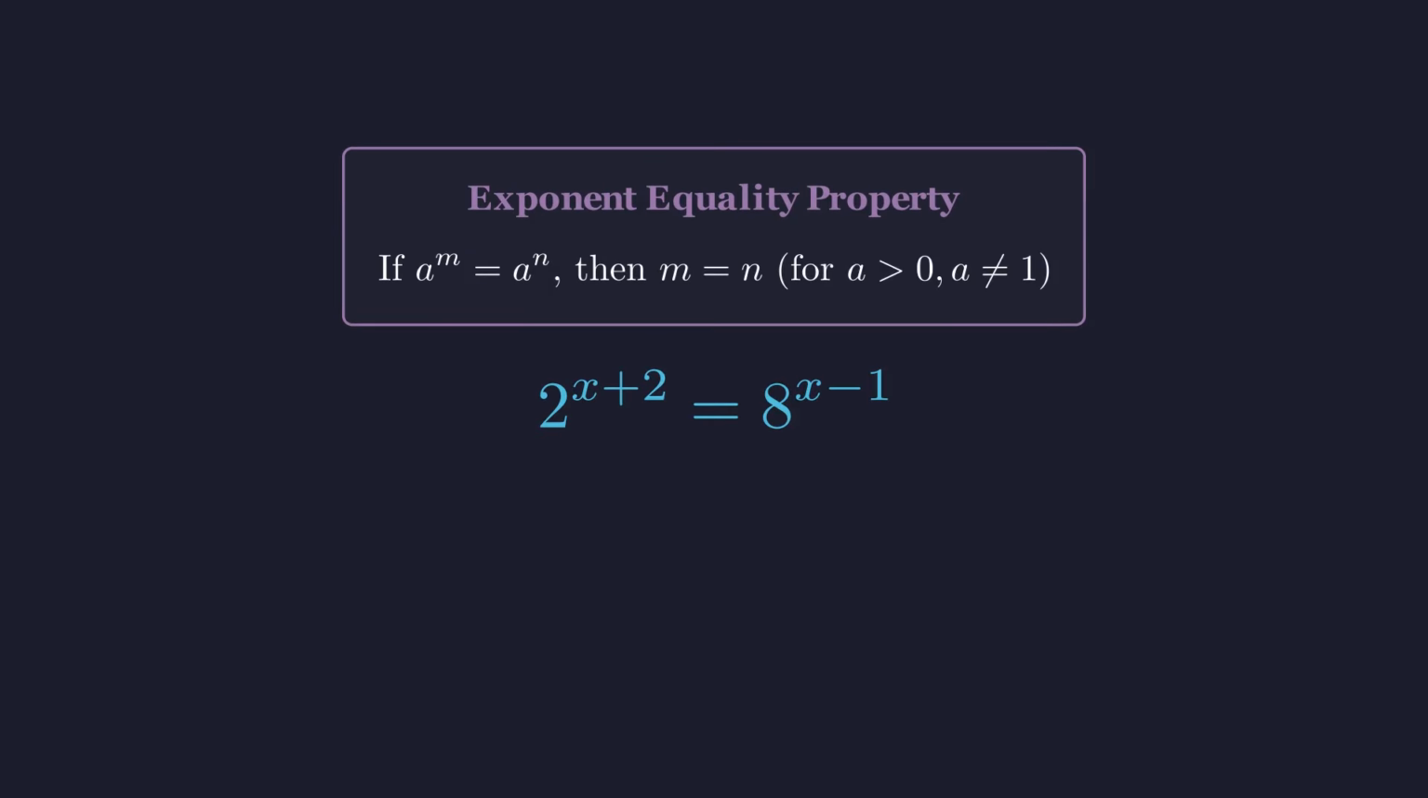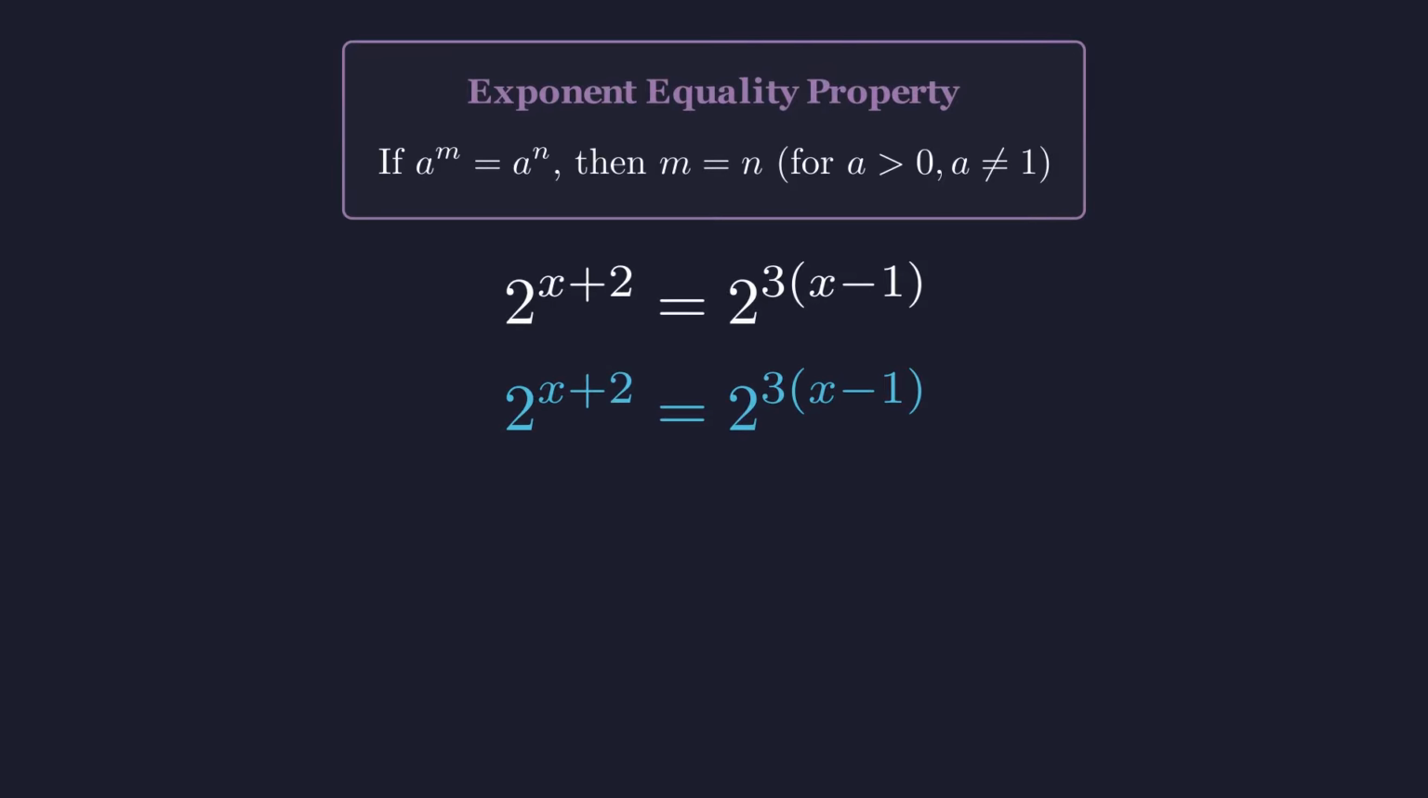Starting equation. Notice that 8 is 2 cubed. 8 equals 2 to the third. Let's substitute. Replace 8 with 2 cubed. Power rule. Multiply the exponents. Same base achieved. 2 to the x plus 2 equals 2 to the 3 times x minus 1.